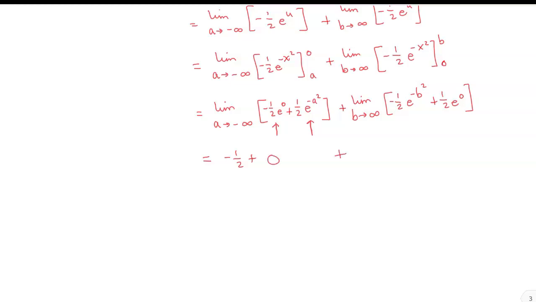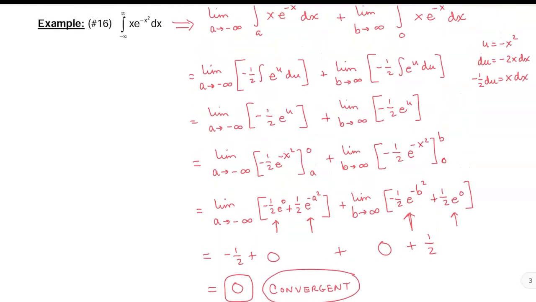On the second limit, the same thing is true in the first term. e is to a negative b squared power. That means e to the b squared is in the denominator. And if b becomes a very, very large number, then that term goes to 0. The last term is the same thing as 1/2 times 1, so that's plus 1/2. Negative 1/2 plus 1/2 is 0. The value of this is 0, and that means the integral is convergent.